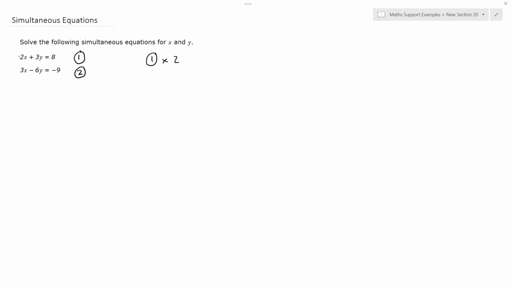Let's take equation 1 and multiply through by 2. So I have 2x times 2, which gives me 4x. I have 2 times 3y, which gives me my 6y. And I have 2 times 8, which is 16. This I will now call equation number 3. And I will write below it equation number 2. 3x minus 6y is equal to minus 9.